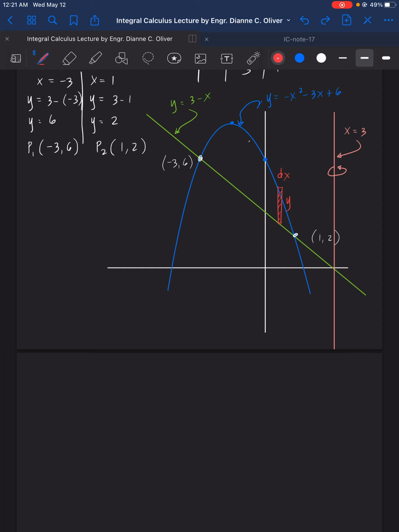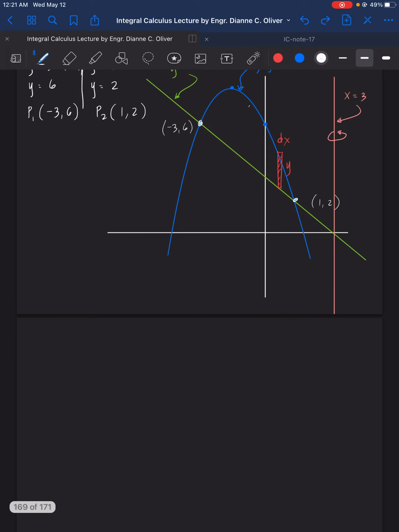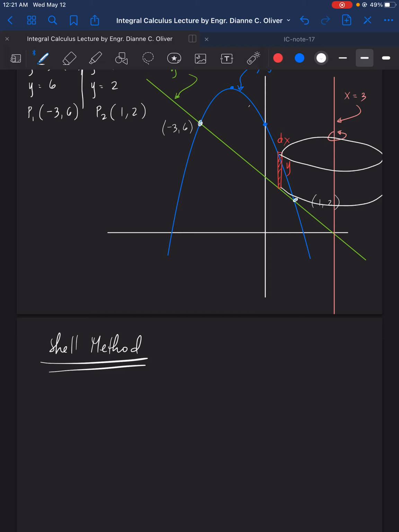That's the reason why in this problem, I'm considering the vertical area strip. Now, if I'm using the vertical area strip, and this is the axis of revolution, the volume generated is that of the shell. We're considering the shell method. The shell method rotating here will form a shell here. If that's the case, look at the radius. This is the radius that we're going to consider.